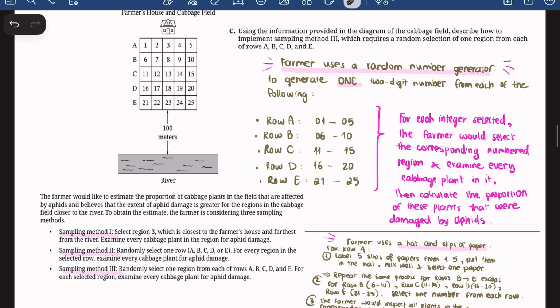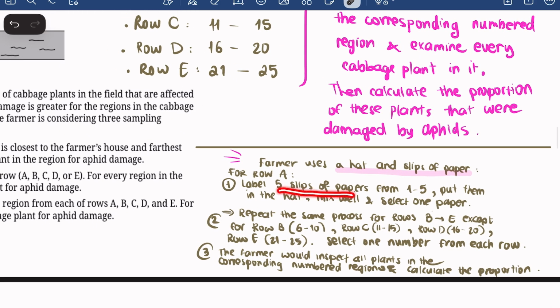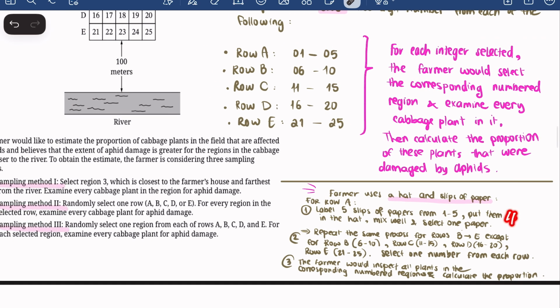Okay. Another way is if the farmer uses a hat and slips of paper. So let's say for row A, he will label 5 slips of paper numbered from 1 to 5, and then he's going to put these papers in the hat, mix them well, and then select one paper. Let's say he got the number 4. So when you select one number from that row, the farmer would inspect all the plants in that corresponding region.